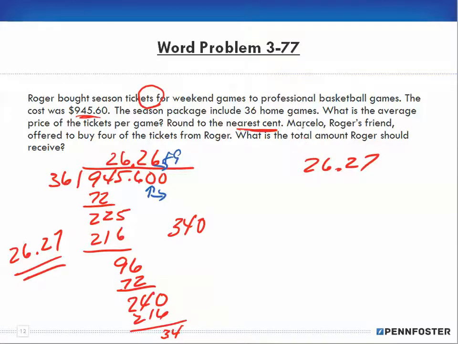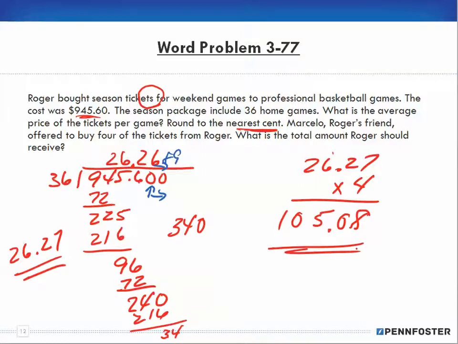$26.27. Okay, so the rest of the problem says Marcelo, Roger's friend, offered to buy 4 tickets from Roger. What will be the total amount he would receive? So if each ticket costs $26.27, I multiply it by 4 and I get 28, that's 10, 24, 25, and 2 decimal places. So the total amount he's going to receive is going to be $105.08. Okay. All right.